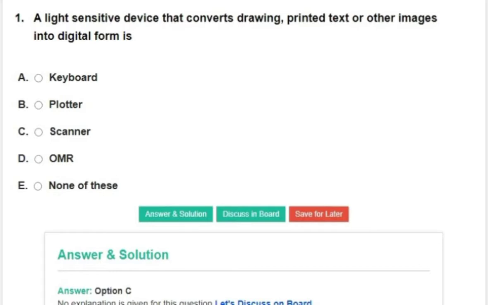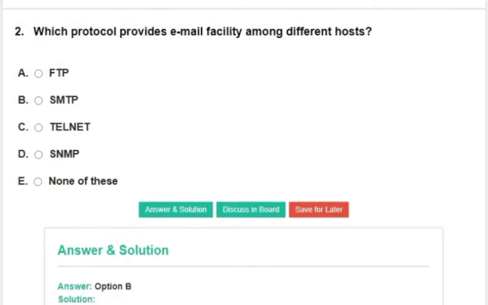Next, which protocol provides email facility among different hosts? FTP, SMTP, Telnet, SNMP, none of these. And answer is B, SMTP.